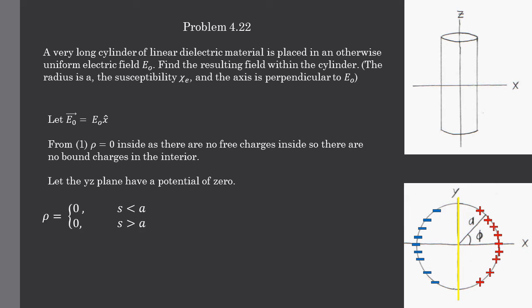So we can now write that rho is 0 inside and outside, and therefore we can use Laplace's equation. And that means everything we did with separation of variables can be used again.